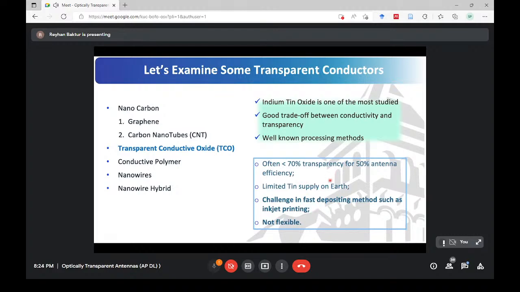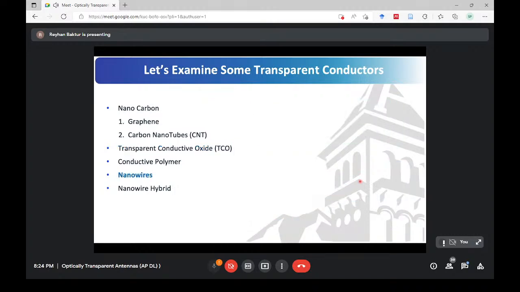Most transparent antennas that you have seen in the past, like 10 years ago from now, mostly they are all reported as indium tin oxide, but these are the limitations that we need to keep in mind, and especially if you want to go for something flexible, this can be challenging. So next, let's move to nanowire.